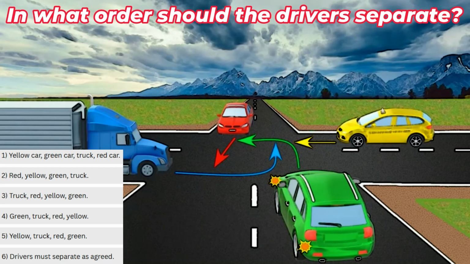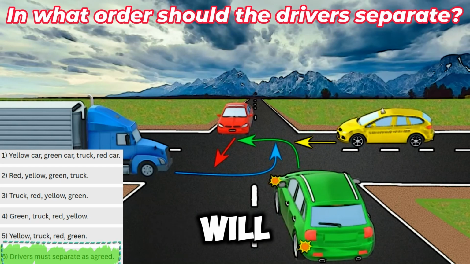For example, the driver of the red car will do this and signal with his headlights. In this way, the right-hand obstacle will disappear for the driver of the yellow car, and he can go straight ahead. After that, the driver of the green car will lose the obstacle and continue driving. Further, the interference will not be for the driver of the truck, and the last car will pass the red car. The correct answer is number 6.